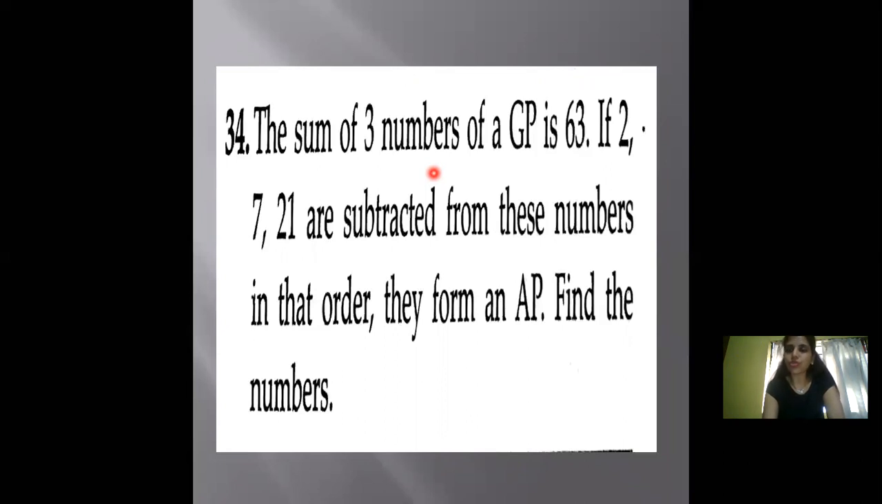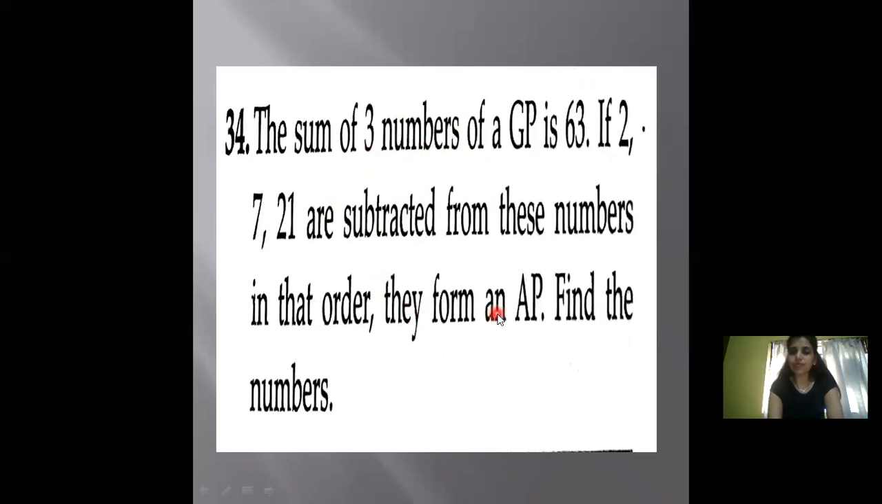What you're going to do is write the sequence as a, then the next term is ar, then the next term ar square. So that way we are going to figure out the three numbers. The reason is the sum of three numbers is given, and then they have given that if these numbers are subtracted from the numbers in order, they form an AP.